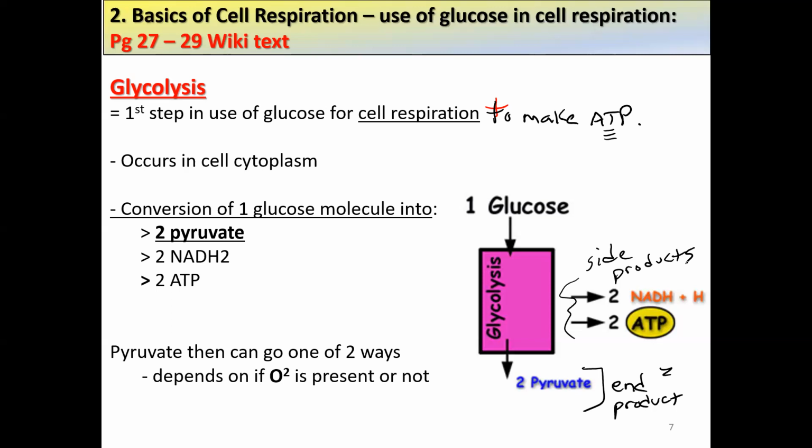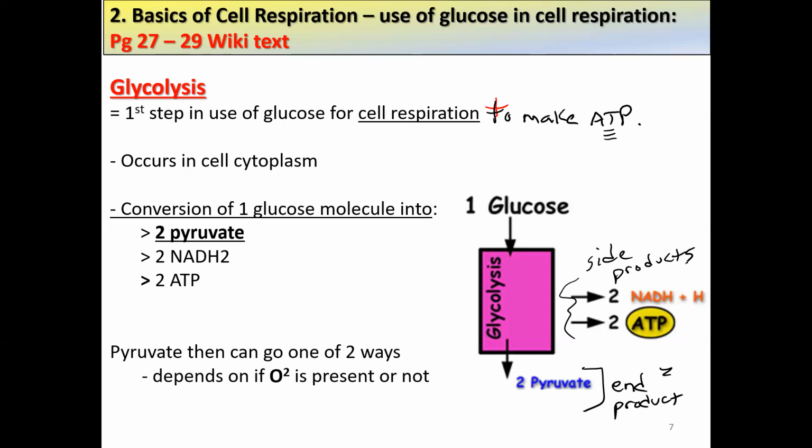Now, if your cells have plenty of oxygen present, they've got a good arterial blood supply, which is bringing things like glucose and oxygen to your cells. If oxygen is present, this process will then continue on other steps. And this is the ideal pathway for our cells, to respire in the presence of oxygen.